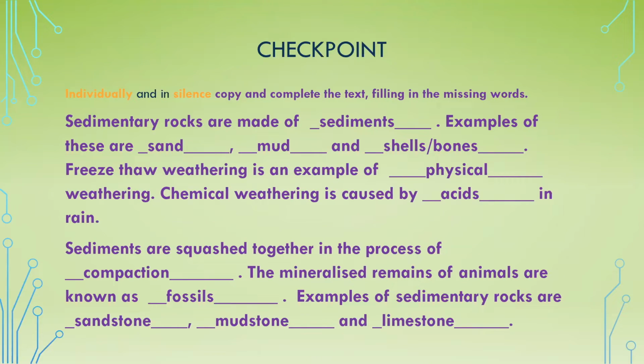So sedimentary rocks are made of sediments. Examples of these are sand, mud, and shells or bones. Freeze-thaw weathering is an example of physical weathering. Chemical weathering is caused by acids in rain. Sediments are squashed together in the process of compaction. The mineralized remains of animals are known as fossils. Examples of sedimentary rocks are sandstone, mudstone, and limestone.